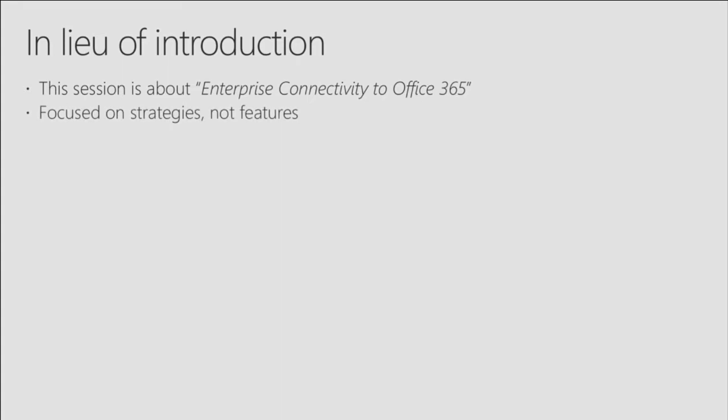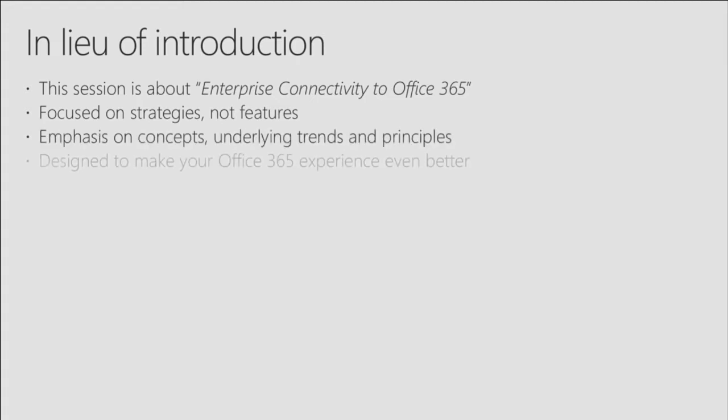We're going to look at strategies, not features. We're not going to announce or present any new features. However, we will try to put these features in the context of how to optimize your enterprise network to have the Office 365 experience delivered to users more seamlessly and in a more performant manner. We will emphasize trends and some of the principles. Hopefully, at the end of this session, you'll gain some understanding of why we're recommending our enterprise customers connect to Office 365 in a certain way.